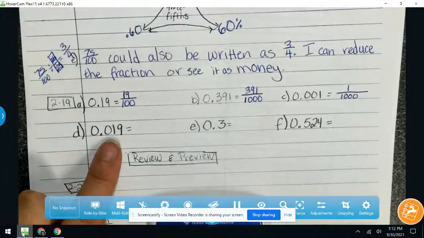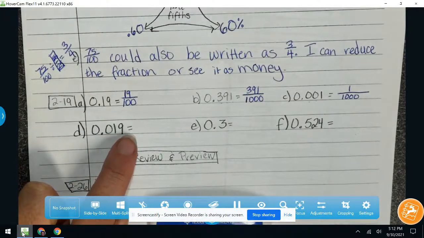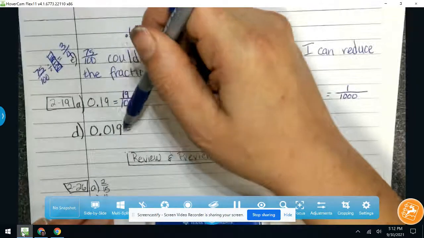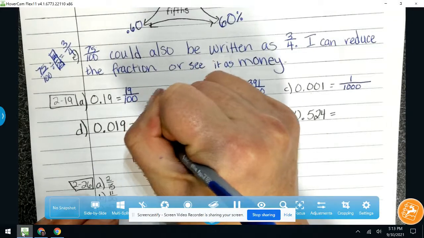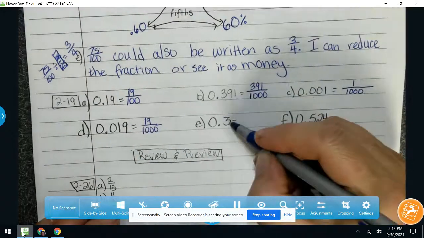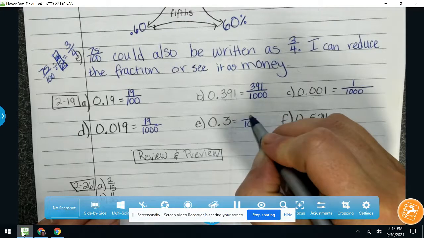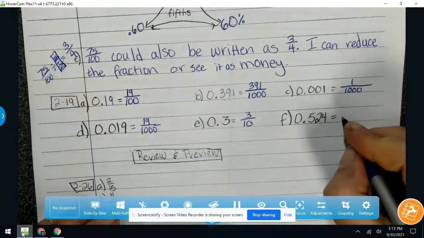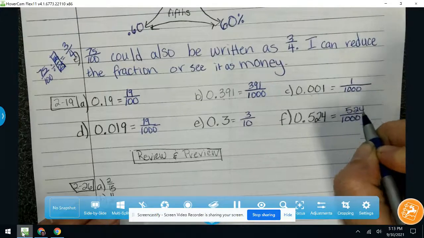This one usually is tricky for students because we've got that 0 right here, but as a reminder, it's always wherever that last digit ends, that place value. So again, we've got tenths, hundredths, thousandths. So I have 19 thousandths, like this. This one right here, I have tenths. So 3/10, tenths, hundredths, thousandths. And it's 524. Let's double check.